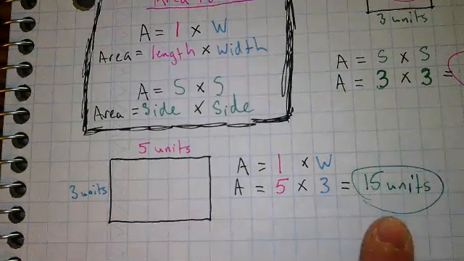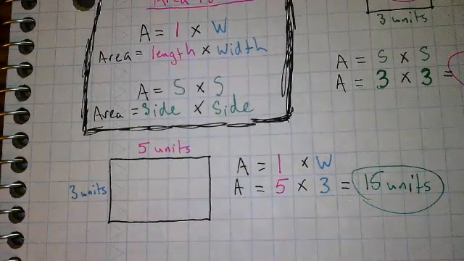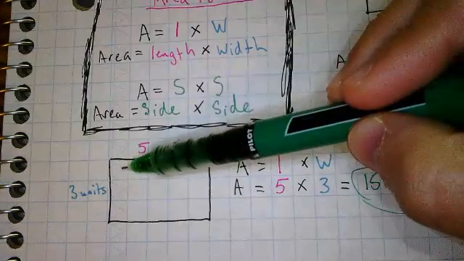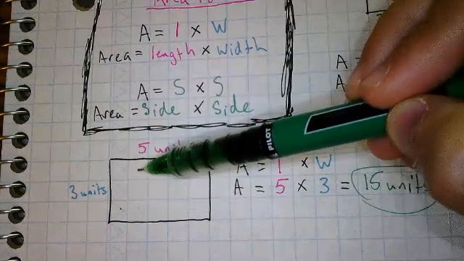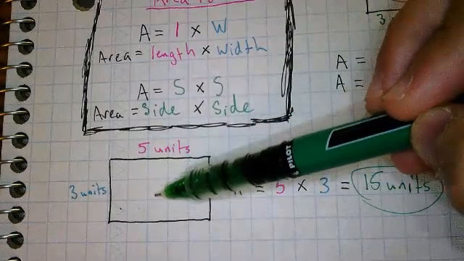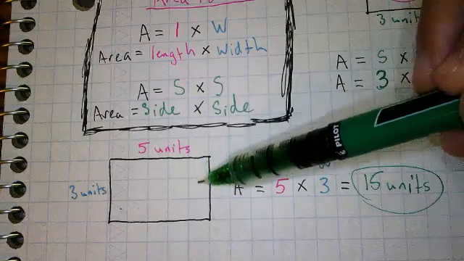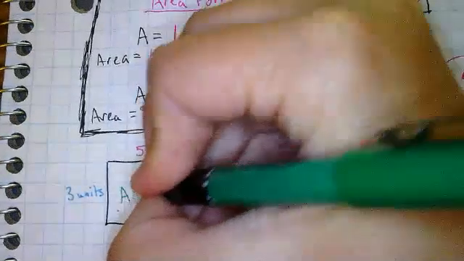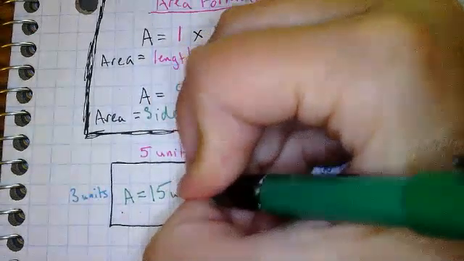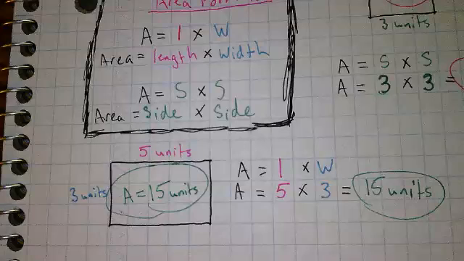We said that we have 15 units as our area. Let's count these boxes and see if we really do. Count with me. 1, 2, 3, 4, 5, 6, 7, 8, 9, 10, 11, 12, 13, 14, 15. Is that what we got? Yeah, so area equals 15 units. How are we feeling about this?